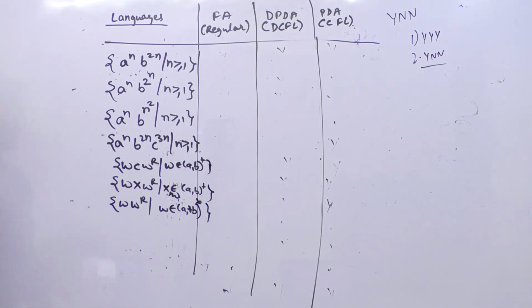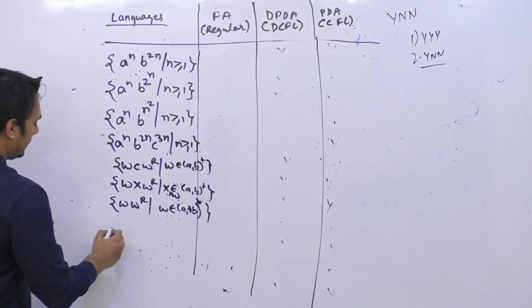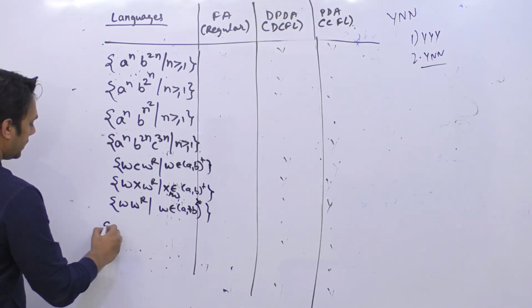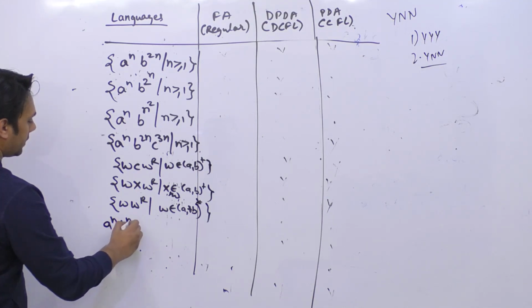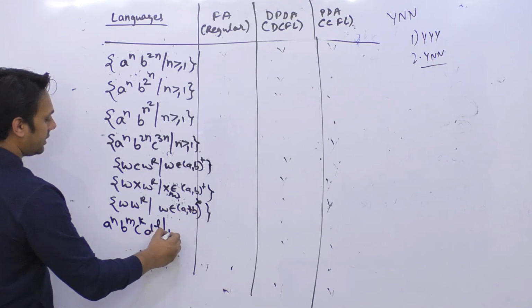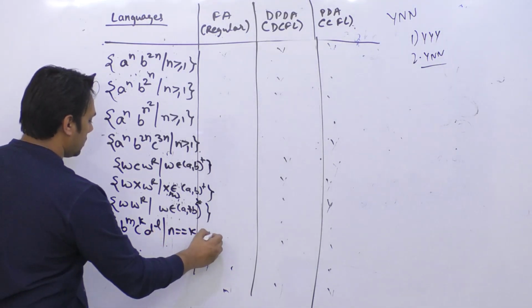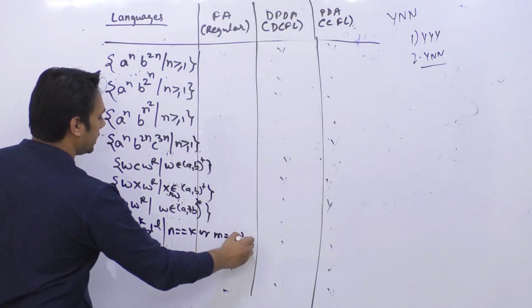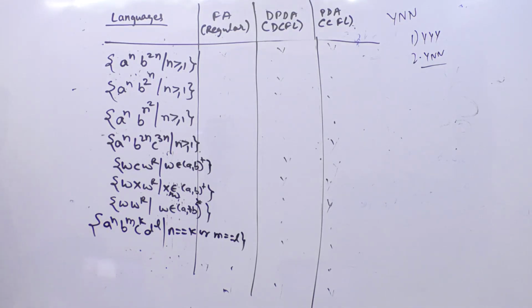Then we have something like a raised to power n, b raised to power m, c raised to power k, d raised to power l such that n is equal to k or m is equal to l. So ये हम लोग already कर चुके हैं. We have already seen this. So I'm writing it again.